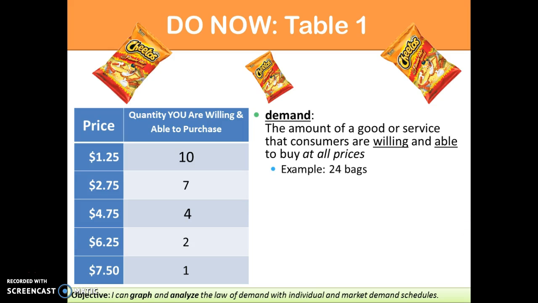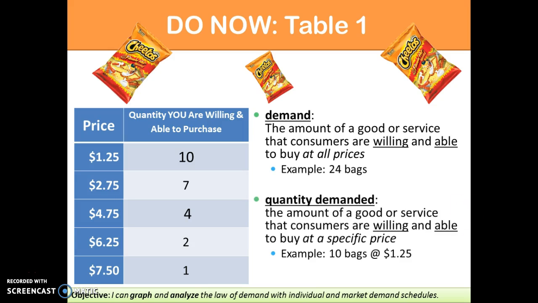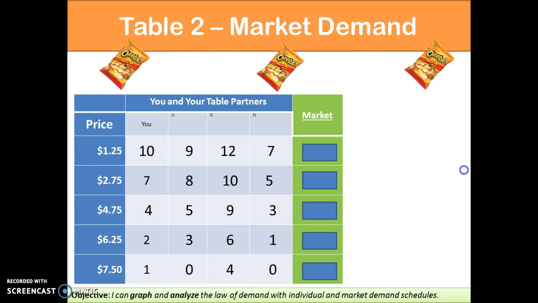And those are the first 2 key terms that we have: demand, the amount of a good or service that we're willing and able to buy at all prices. So the total demand here would be 24 bags, versus the quantity demanded, which is the amount of a good or service that consumers are willing and able to buy at a specific price. So for example, at $1.25, the quantity demanded is 10 bags. So just like how the word marginal changes the meaning of benefit and cost, the word quantity changes the meaning of demand.